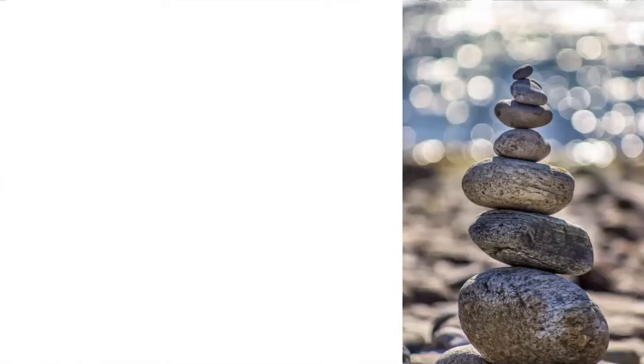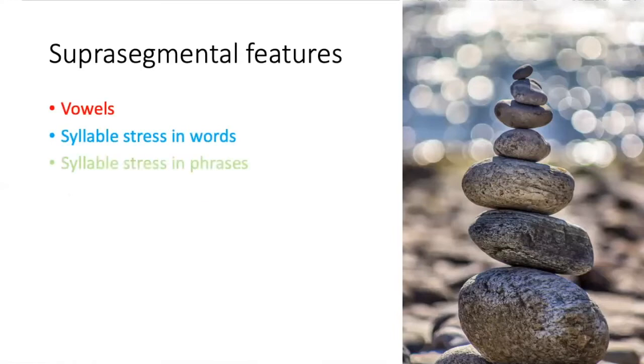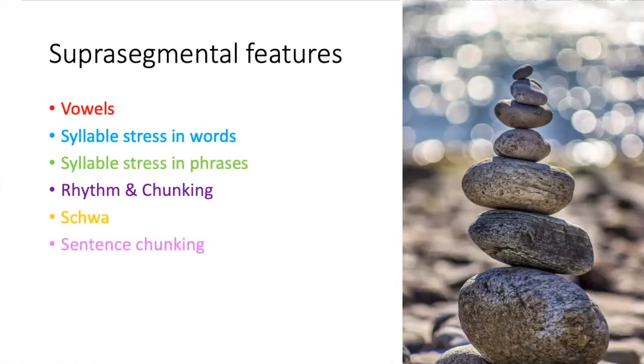We are now moving sweetly along the suprasegmental features. We looked at vowels, looked at word stress and the phrases. We looked closer the last time at rhythm and chunking, and we looked at schwa as well and sentence chunking. We're not going to look at intonation as such yet or connected speech. We're going to look at something else which is quite useful called pressure. We're looking at building up pressure in certain syllables to create a larger contrast.